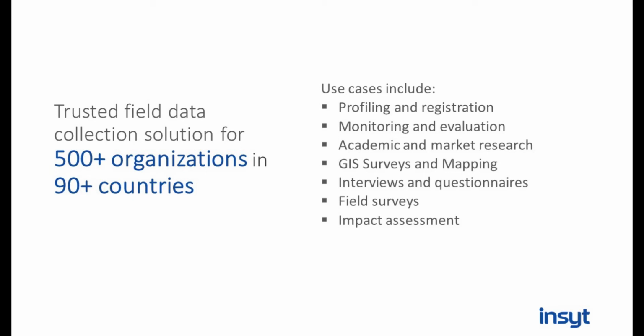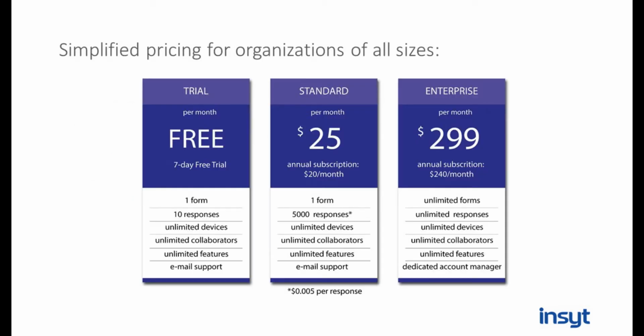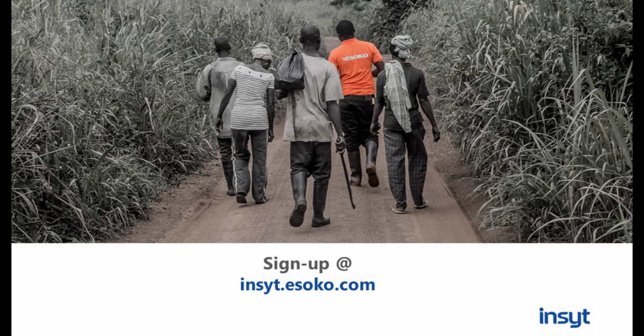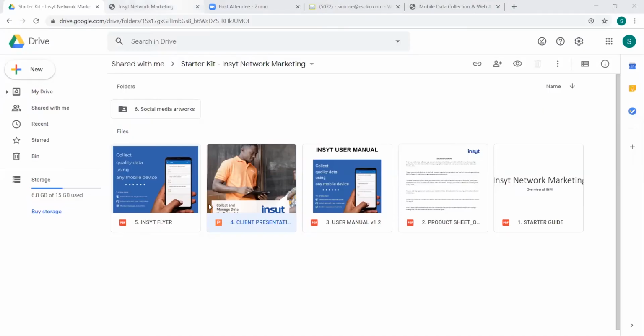Insyt basically transforms the whole data collection journey and makes it simpler and easier for people in the data collection space. And then these are the different plans. You have a free trial, and then, as I said, the standard package, the pay as you go, the $25 per month, and then the enterprise package. These slides are basically supposed to help you when you're talking to your prospective clients. You can just show them the slides or share them so that they understand what Insyt is.